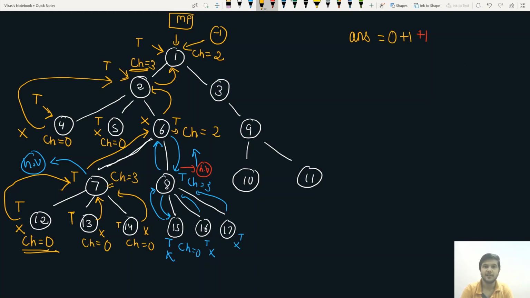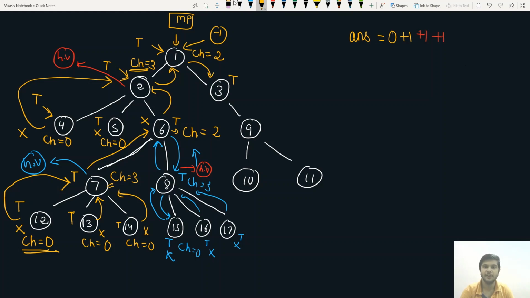So let me just mark it as a happy vertex. So 2 is also a happy vertex. So we are going to increment our answer by 1 again. Now we are going to check for another possibility of 1, or we can say another child of 1, that is going to be 3. Now we are going to check for the possibility of 3.